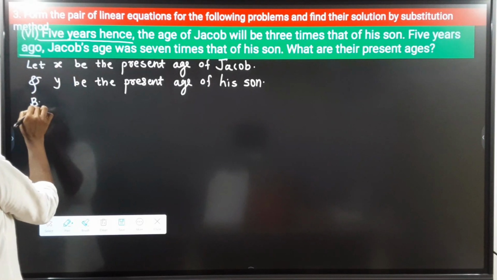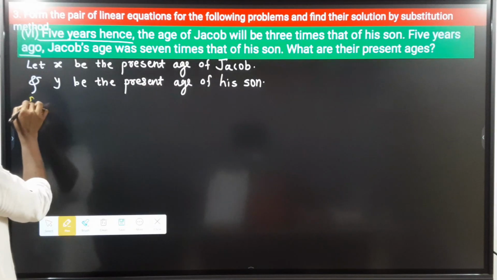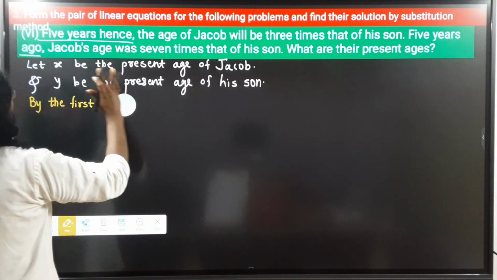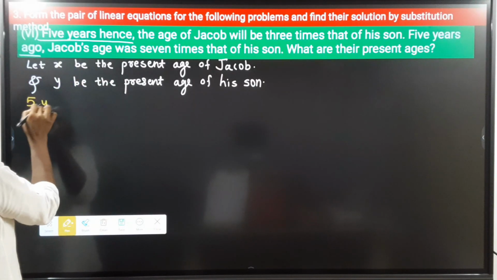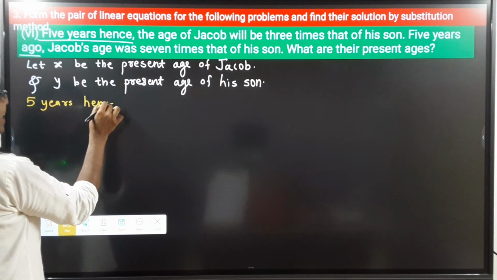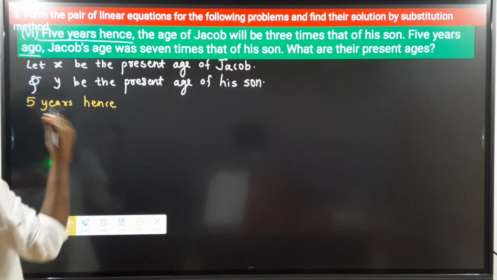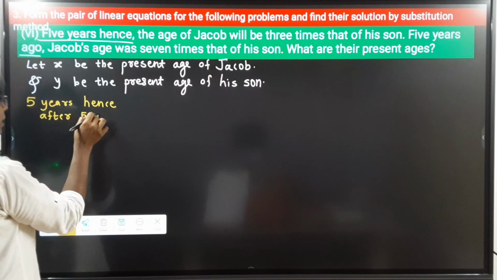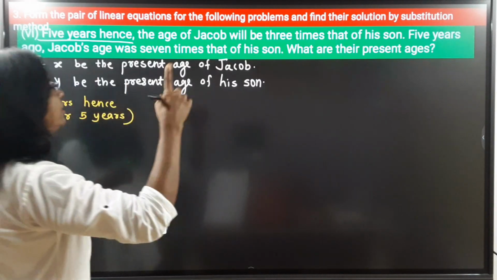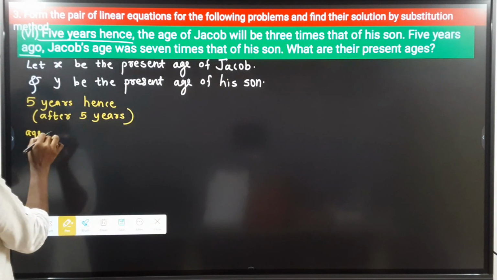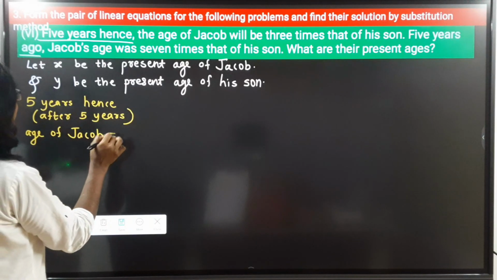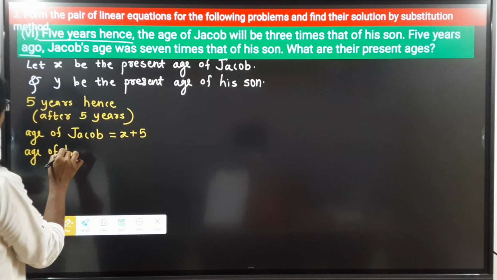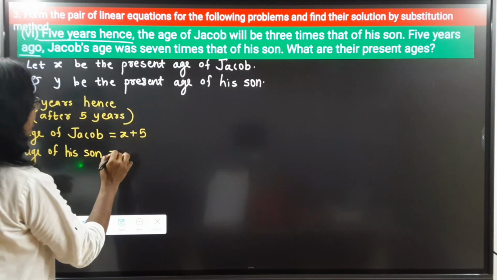So here I say that by the first condition, I write down that 5 years hence. Okay, 5 years hence means after 5 years. So after 5 years, the age of Jacob is equal to x, after means x plus 5, and the age of his son becomes y plus 5.